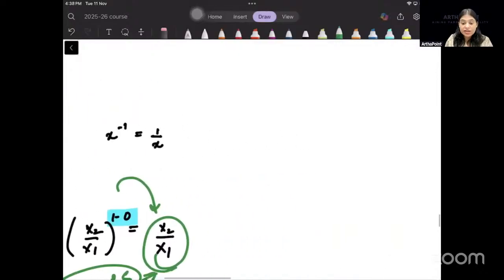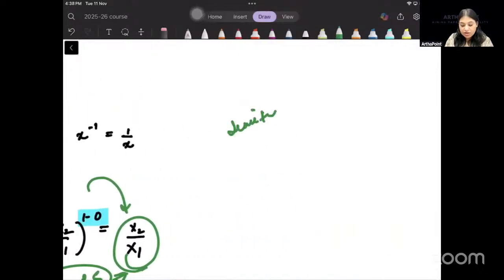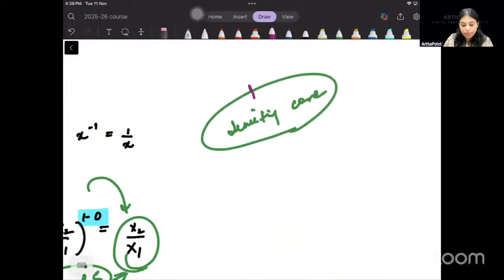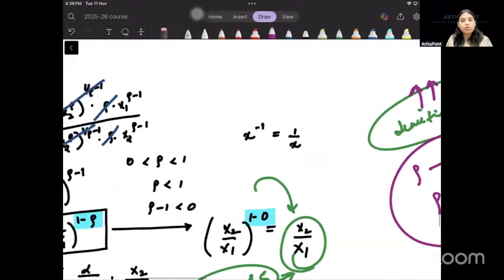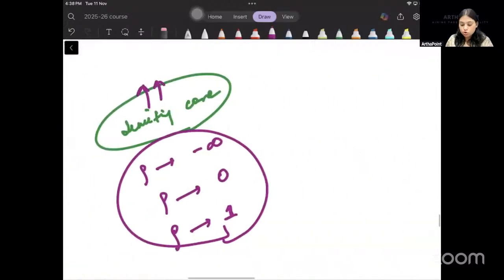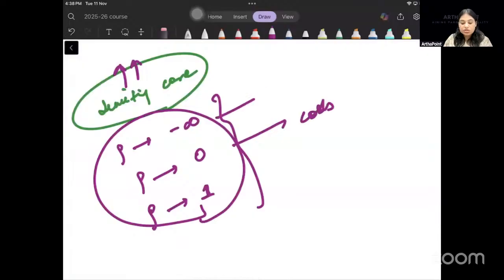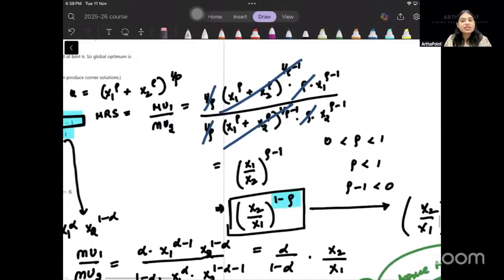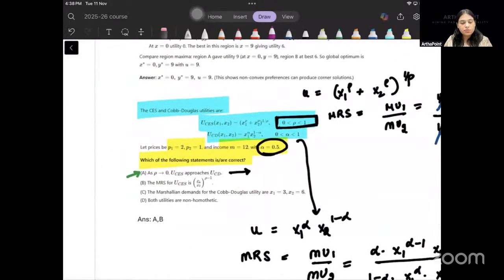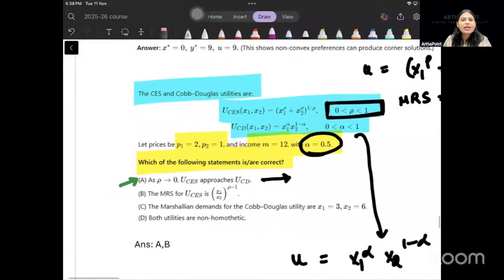We have done the limiting cases in class. Revise that, beta, it is very important for the exam. What happens when rho tends to infinity, what happens when it tends to 0, what happens when it tends to 1. I didn't even need to prove this. You should have known these three cases by heart: when it goes towards Cobb-Douglas, when it goes towards complementary goods, when it goes towards substitute goods. You have to remember these, and then you can apply them for producer or consumer.